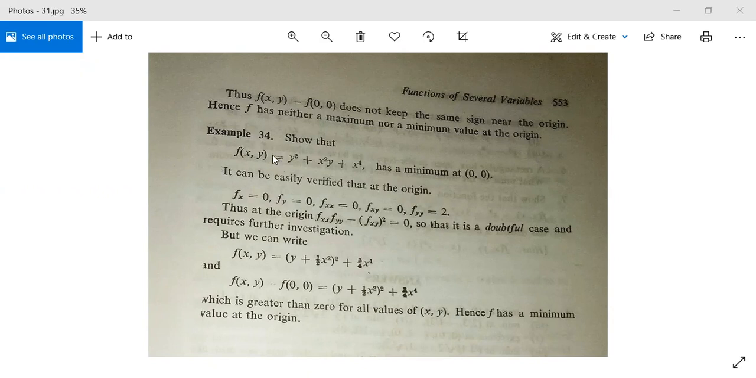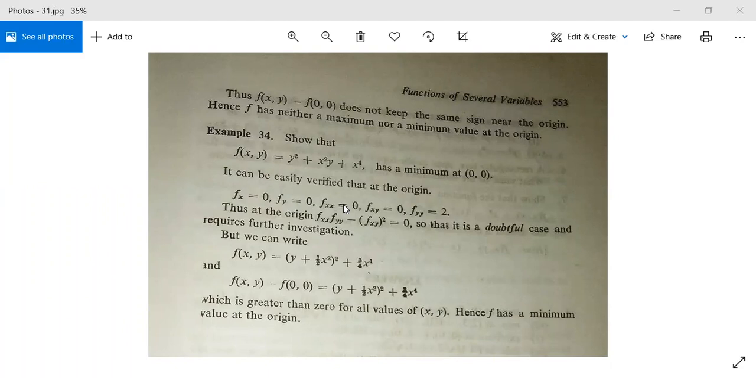There is another example. Show that f(x, y) is equal to y square plus x square y plus x to the power 4 has a minimum at 0, 0. The point is given. तो हमको पहले fx निकालना होगा. fx means differentiate this partially with respect to x. So it will be 2xy plus 3x square, और 0, 0 पे fx हो जाएगा 0. सिमिलरली fy निकालेंगे, मतलब डिफरेंशिएटेड पार्शियली विद रिस्पेक्ट टू y, तो हो जाएगा 2y plus x square और at 0, 0 it will be 0, so it is 0.